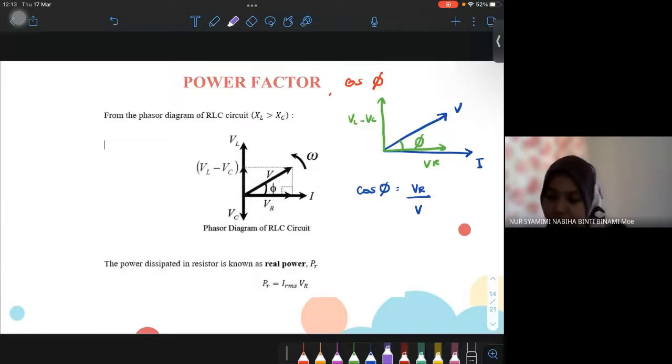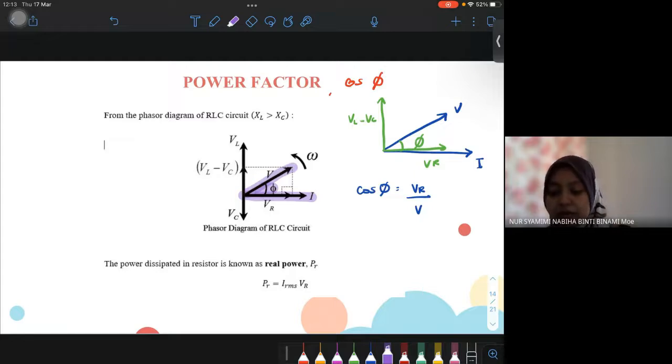Can you understand? This is V, this is VR, this is V. I use Pythagoras. Okay, so cos phi is the power factor. So the power factor is VR over V.